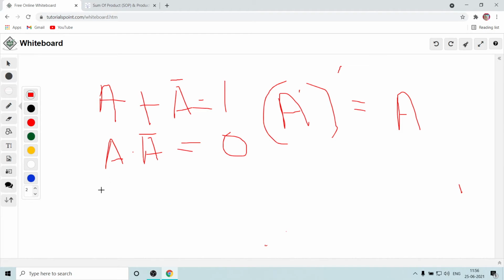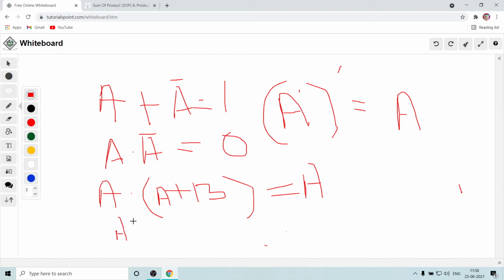There is another law, absorption law. In absorption law, the variables get absorbed. So A dot (A plus B) will give you, in absorption law, only A here. So this is my absorption law. Then A plus, and we just convert the sign, A plus AB.